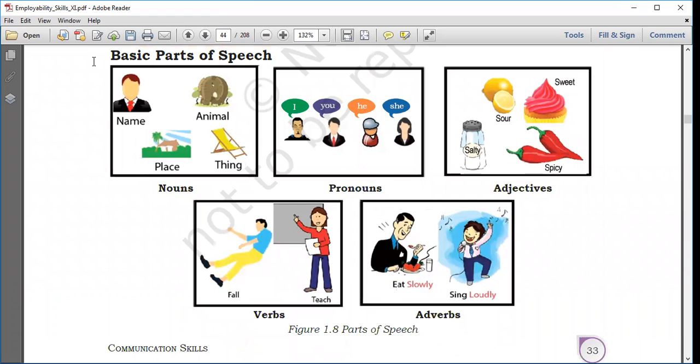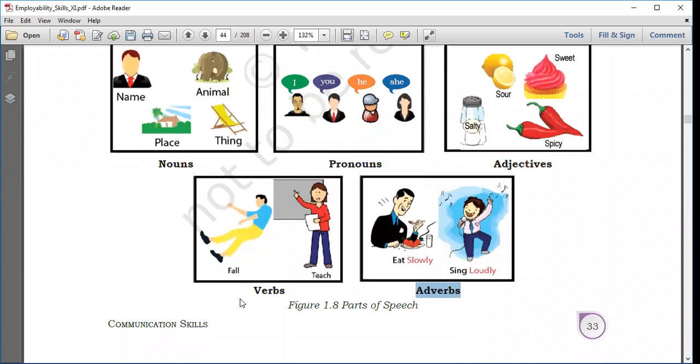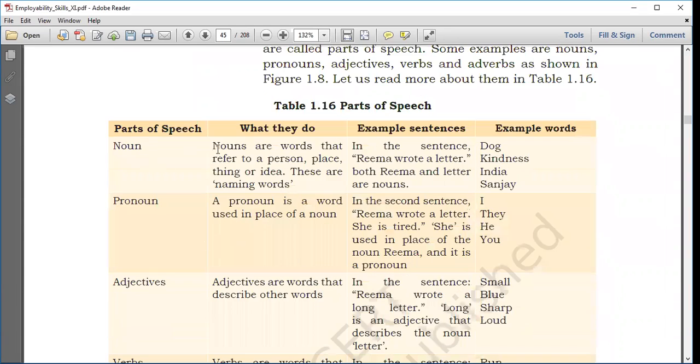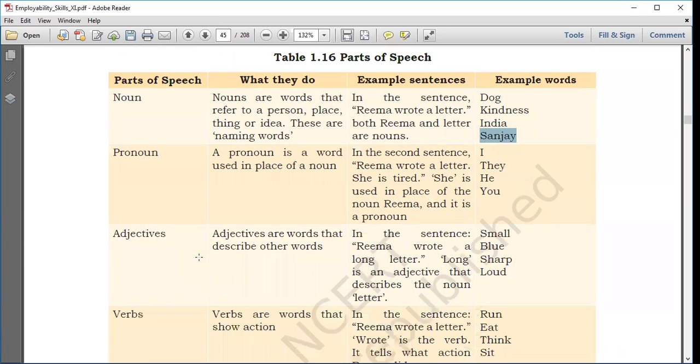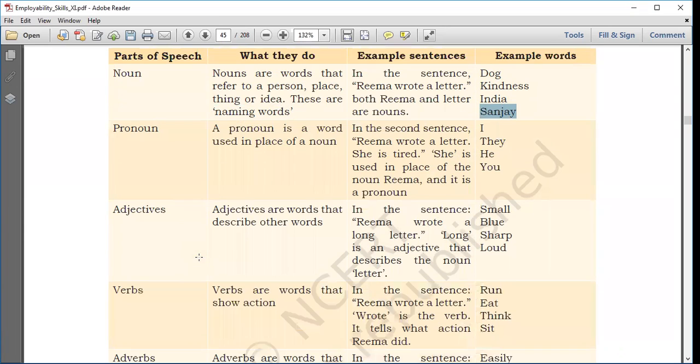Moving further, these are the basic parts of speech. Basic parts of speech are nouns, pronouns, adjectives, verbs, and adverbs. And we know what nouns are. Nouns are the words which refer to a person, place, thing, or idea, right? For example, dog, kindness, India, Sanjay. These are some of the noun words. Pronouns are the words used in place of a noun, right? Like I, they, he, we, you, etc. He, she.